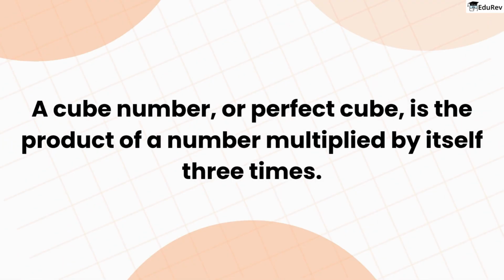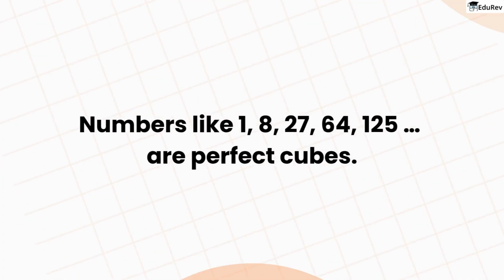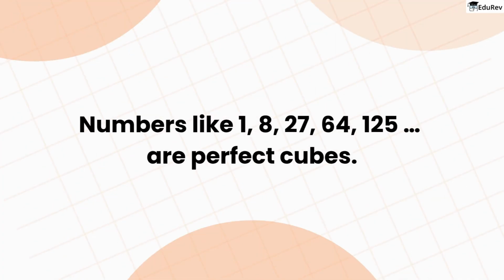A cube number, or perfect cube, is the product of a number multiplied by itself 3 times. For example, 1 cubed equals 1, 2 cubed equals 8, 3 cubed equals 27, 4 cubed equals 64, 5 cubed equals 125. So numbers like 1, 8, 27, 64, 125, and so on are perfect cubes.